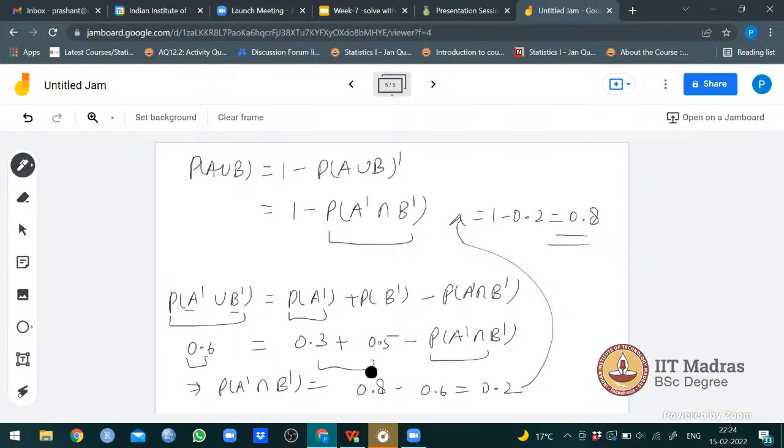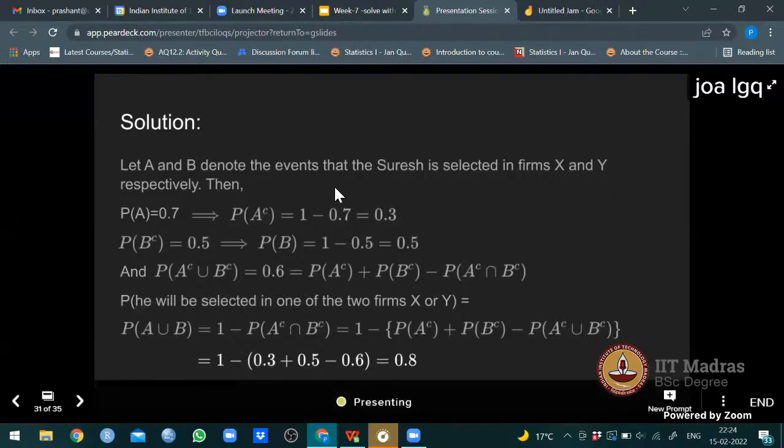With the formula, it is very complicated. Sir, what is event A and event B? How did you define that? Event A is Suresh is selected in X, and B is Suresh is selected in Y. So A complement and B complement is like Suresh is rejected from both forms. Yes, both forms.